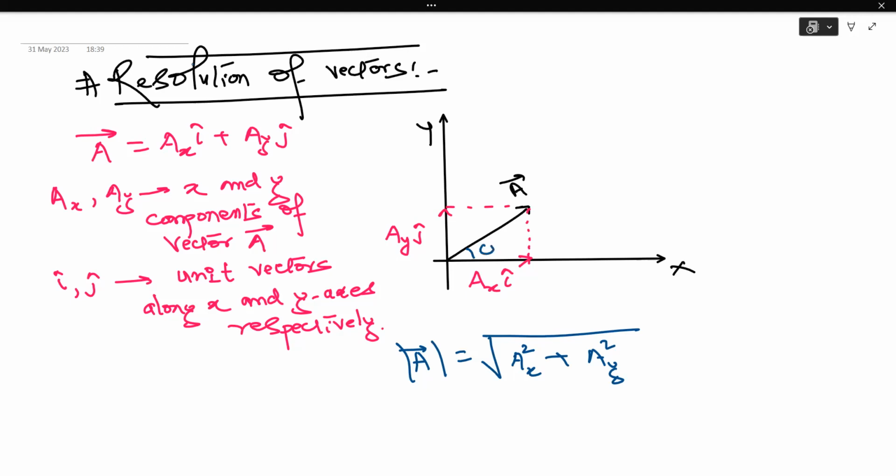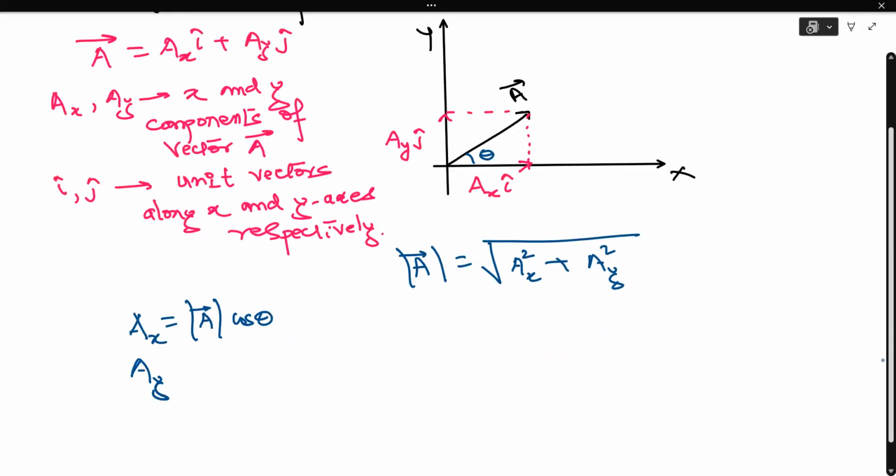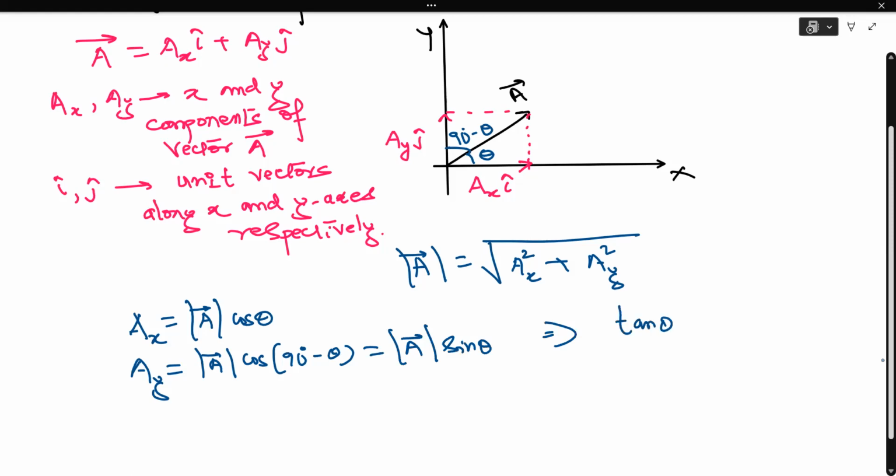And if the vector is making angle theta with the x-axis, what will happen? The x component will be equal to magnitude of A into cos theta, and the y component will be equal to magnitude of A into cos of which angle? 90 minus theta, because if it makes theta with x, it will make 90 minus theta with y. So that will be equal to A sin theta. Yes or no? So this means tan theta will be equal to the y component divided by the x component. So these are the important points regarding resolution of vectors, right?